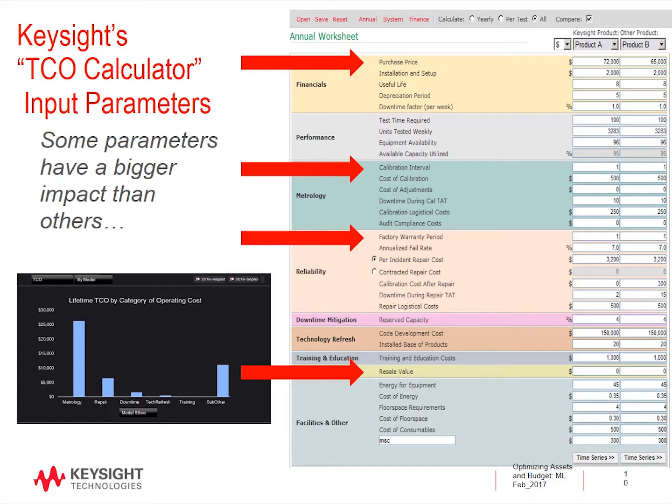Your Keysight sales representative can get you a copy of this model with some of the relevant data if you're interested, and you can tailor it to your company's specific accounting practices for your own analysis.